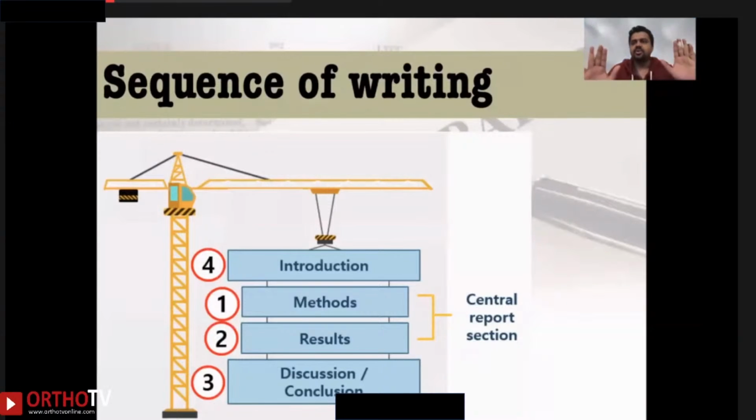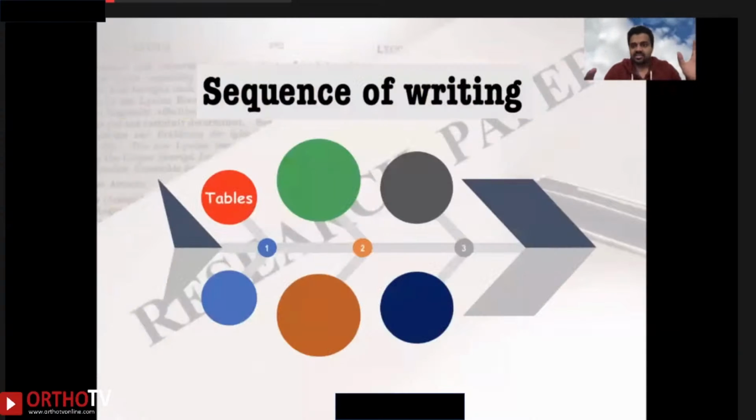Now, the sequence of paper writing: the methods and results come first. That is the central report section. Because see, you have data, your research is done, you take out the results and methods, and then go into the introduction and discussion. So the sequence is as such.